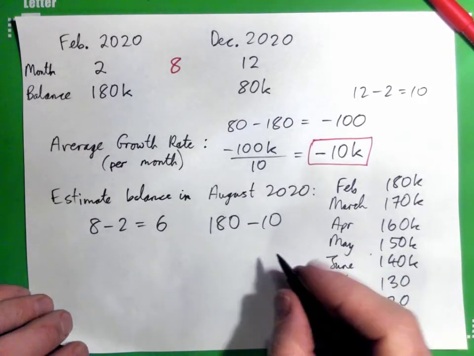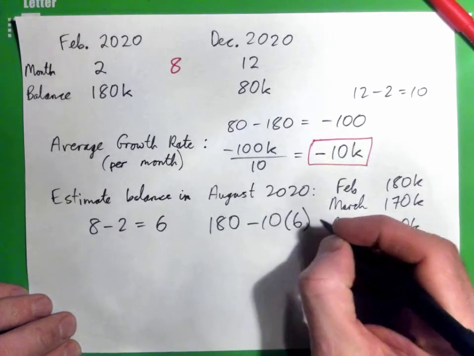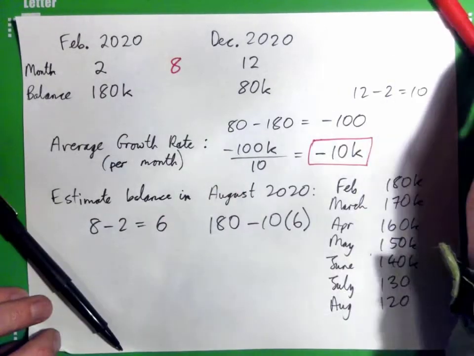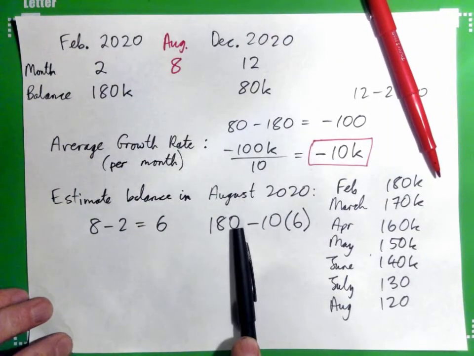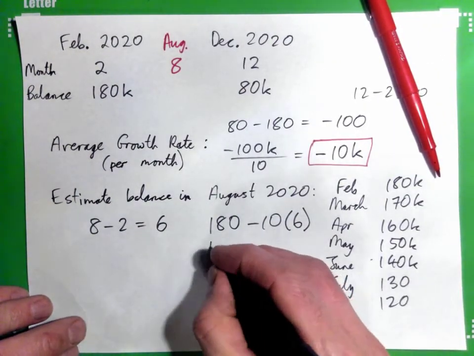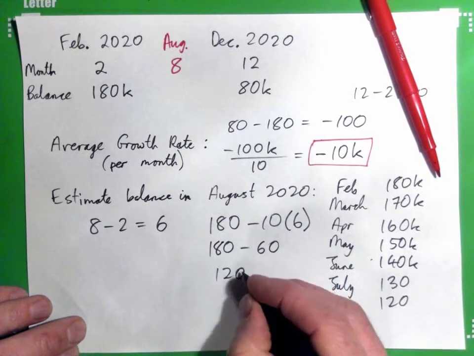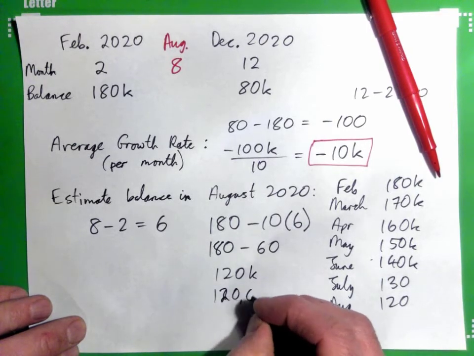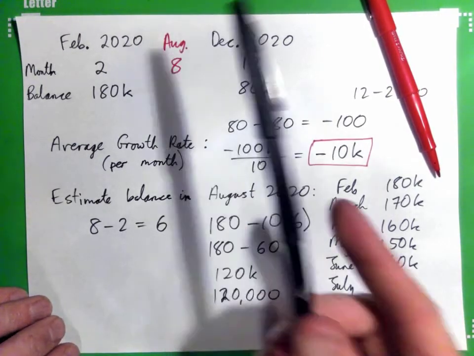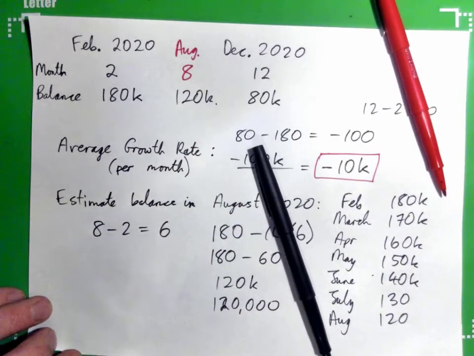But look, it's 180 minus the average growth rate times the number of months. It's been 6 months from February to August. So we just go 180 minus 10 times 6. That's 180 minus 60. That's 120,000. Right? 120K. So by August we have $120,000. That's all. Does that make sense?